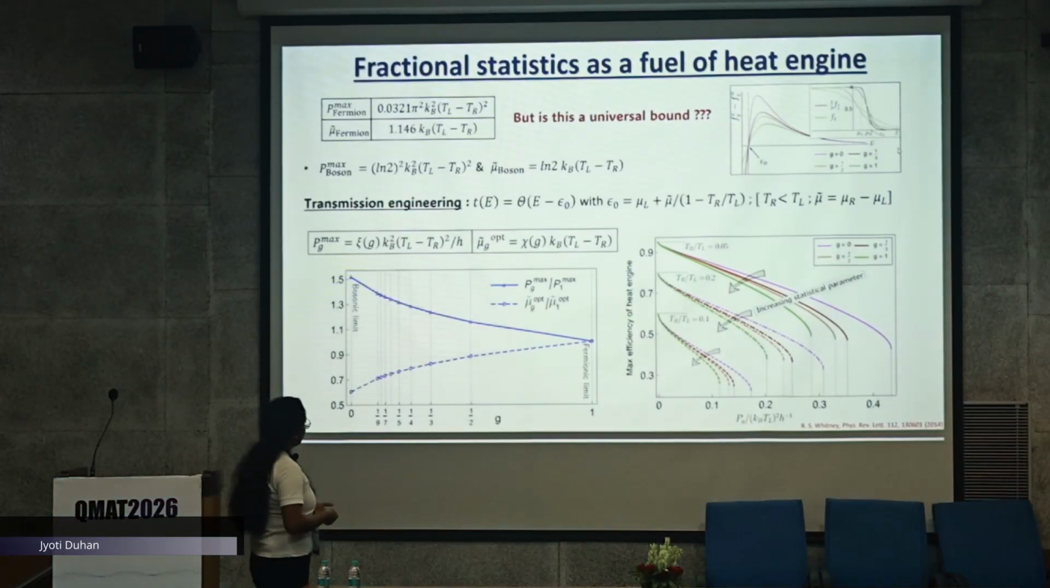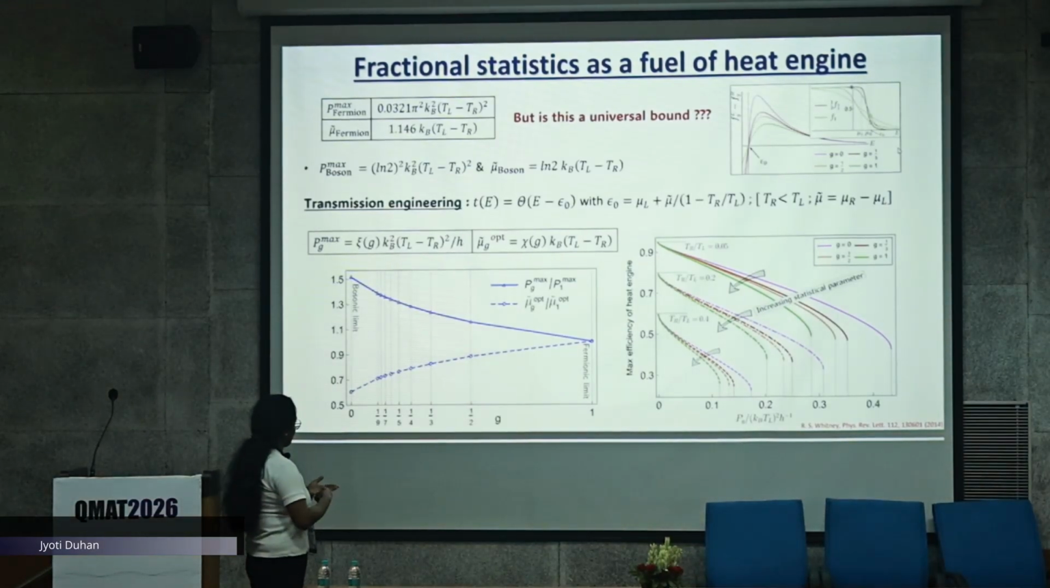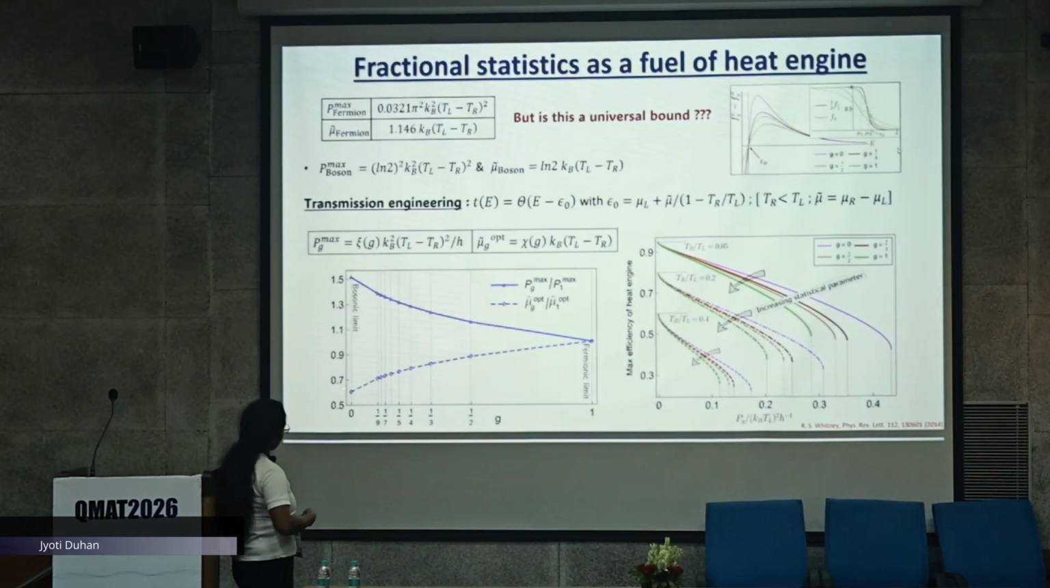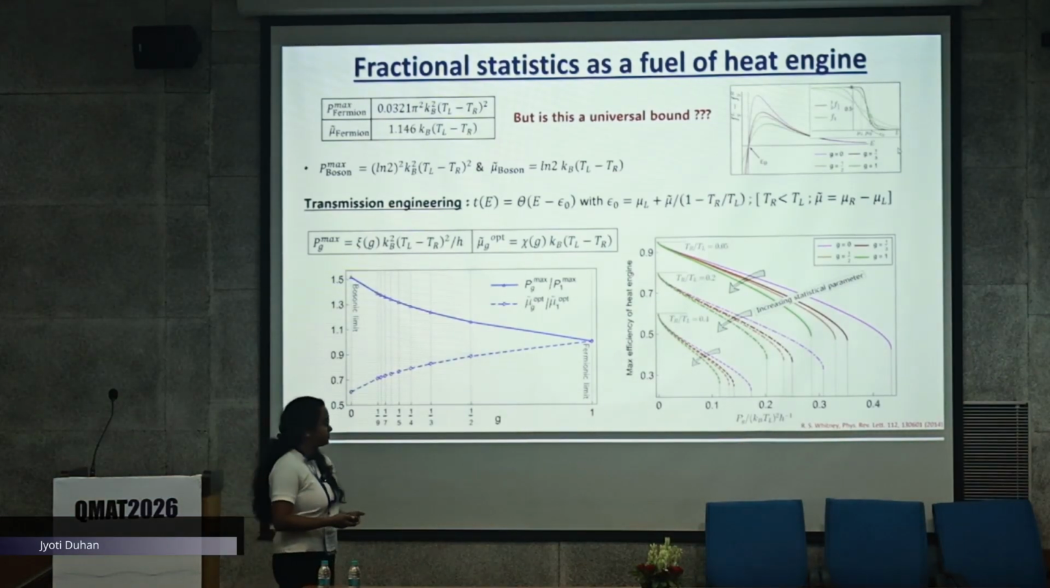Now interestingly, the chemical potential bias required to reach this maximum power output decreases when we go from the fermionic limit to the bosonic limit, and this is actually an advantage.